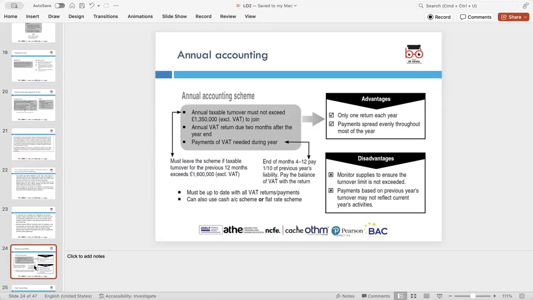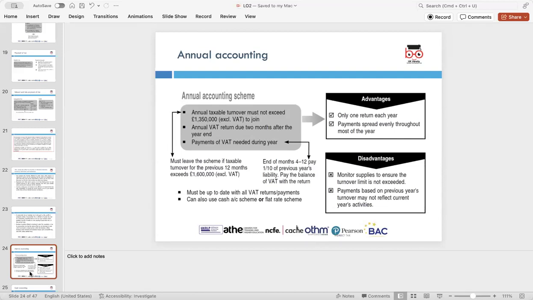Annual accounting. The annual accounting scheme for VAT is a system designed to simplify VAT reporting and payment for eligible businesses. Firstly, to qualify for the annual accounting scheme, a business's taxable turnover must be 1.35 million excluding VAT. If eligible, the business can join the scheme, which allows them to submit just one VAT return each year rather than quarterly returns. Under this scheme, the annual VAT return is due 2 months after the end of the accounting year.